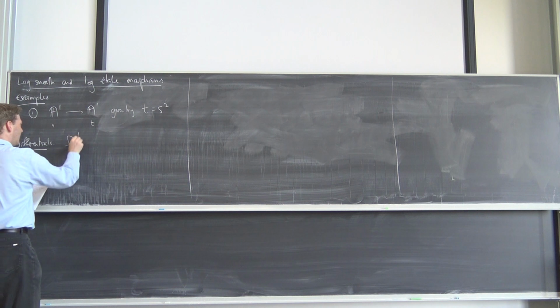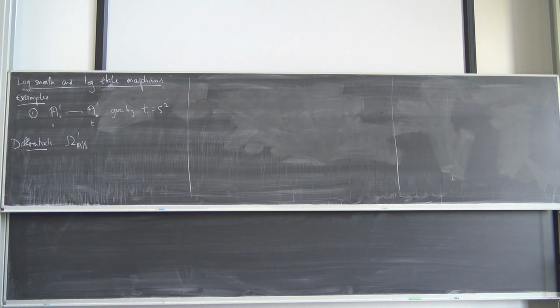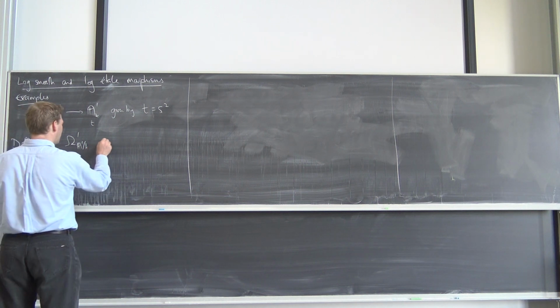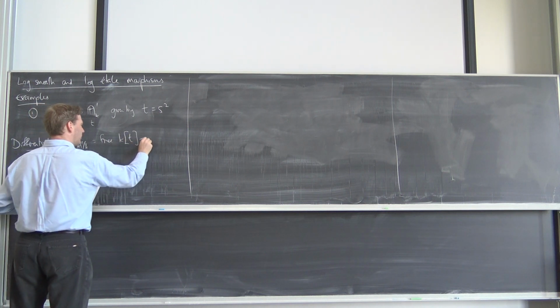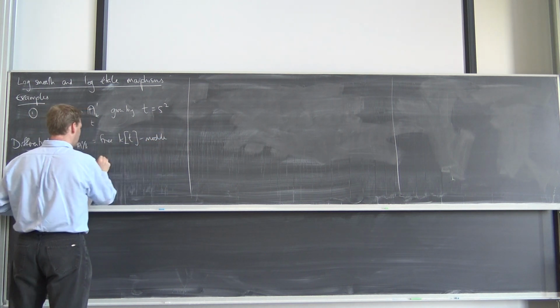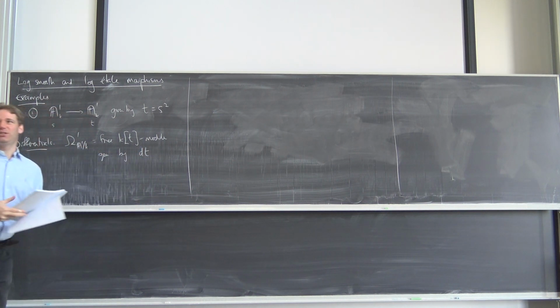So omega 1 of A1 over the field K. It's a free module. It's a sheaf, but this is A1, so it's just a module. So it's a free K[T]-module, say, generated by dt.